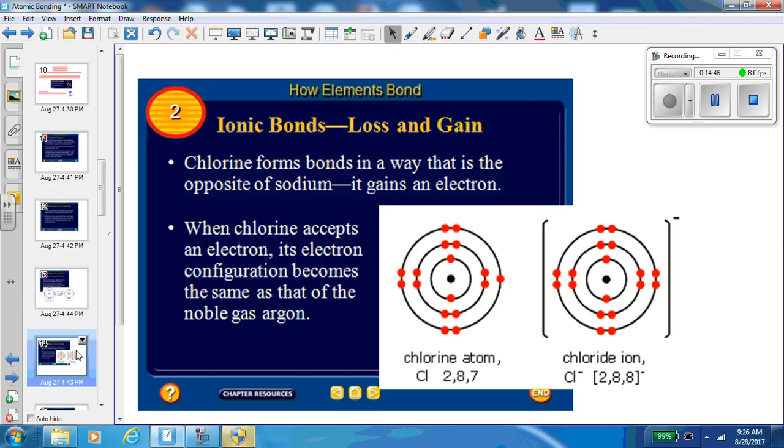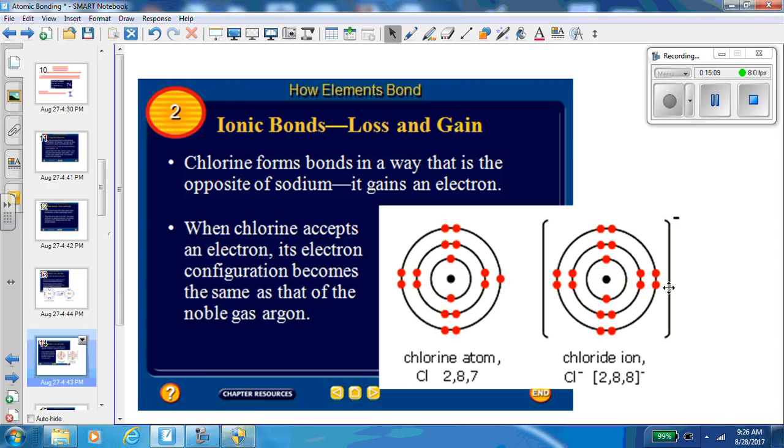So chlorine is an atom. It already has 7 valence electrons out here. Okay, and I'm looking at the ones on this outermost level. So chlorine likes to gain an electron, therefore making its outer level more stable. When it does that, then it has stability. It has 8 electrons out there, which is what it wants.